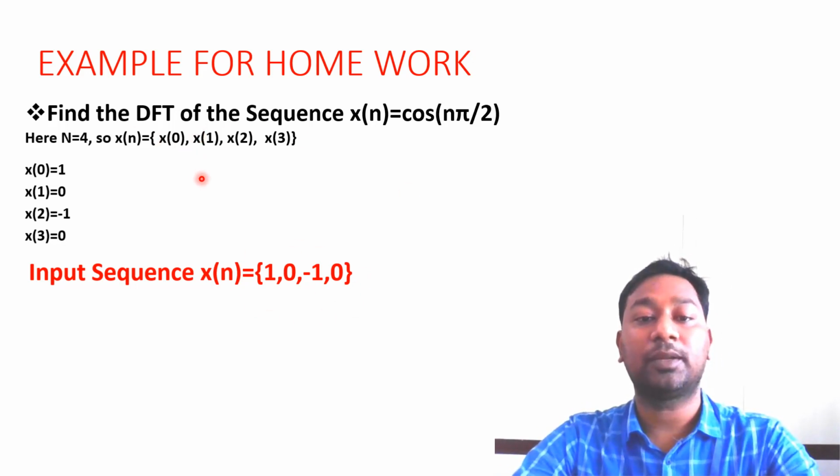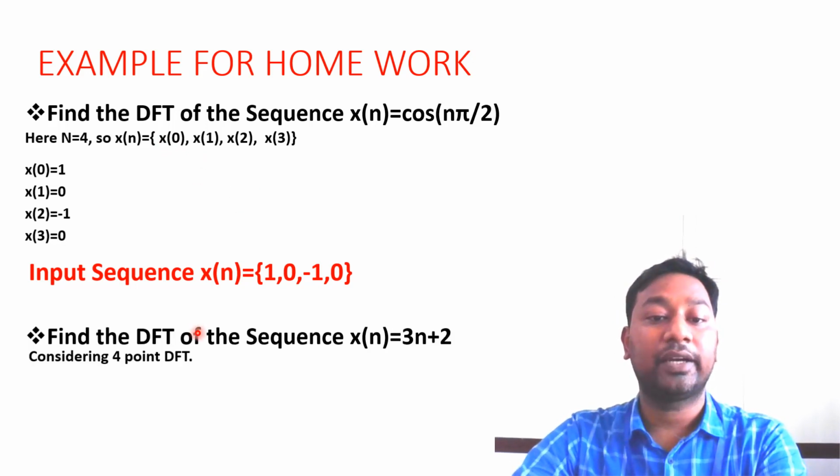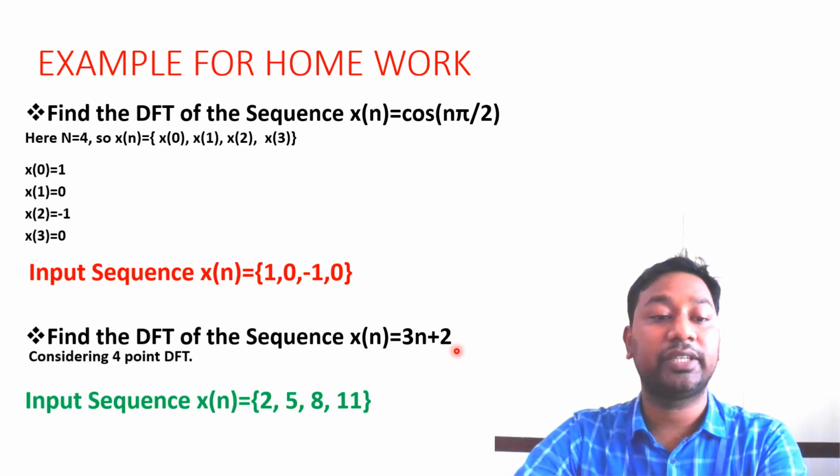Now find the DFT of the sequence x of n equal to 3n plus 2, considering 4-point DFT. So the input sequence x of n is 2, 5, 8 and 11.